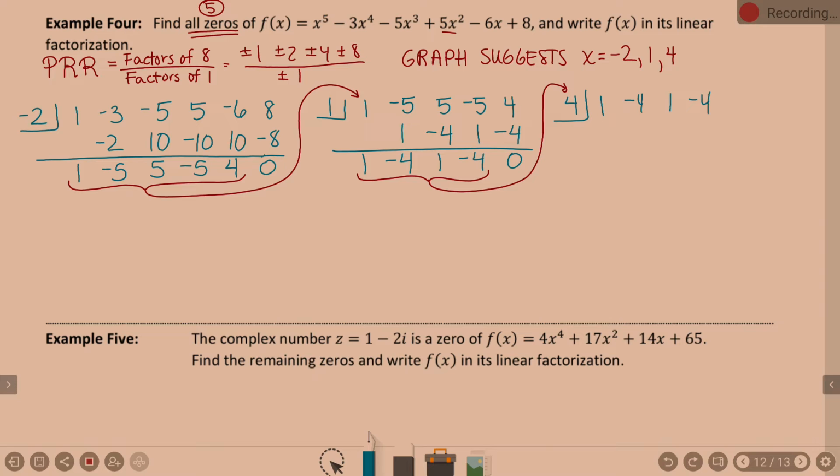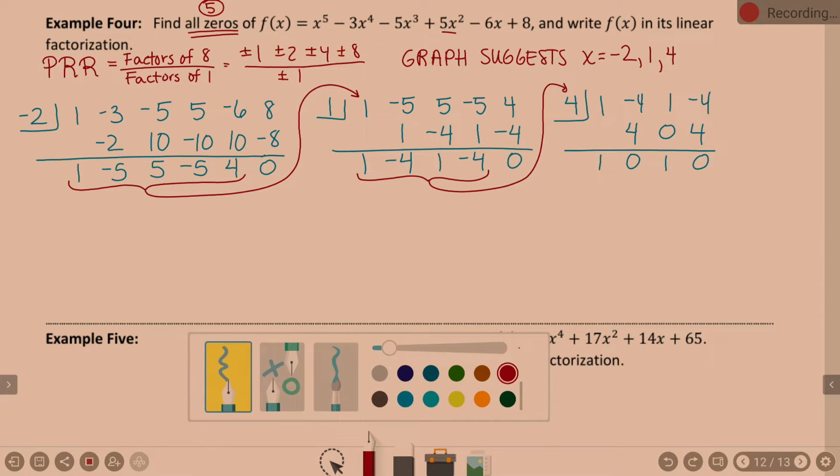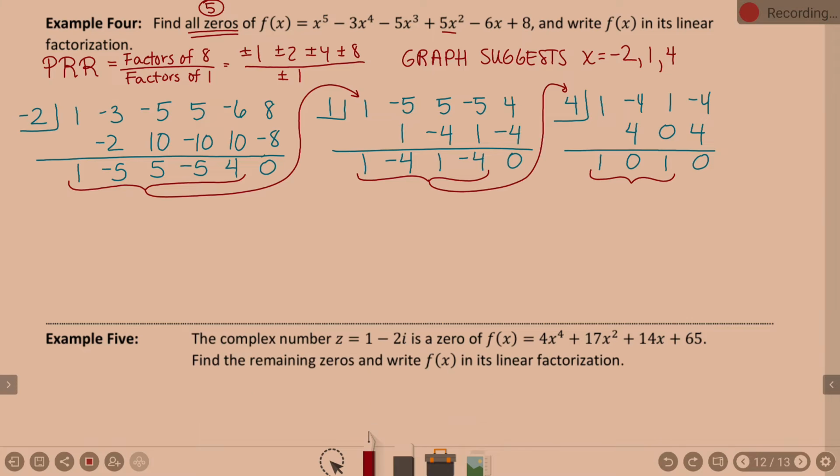Each time my row of numbers is getting a little shorter that I'm dividing into, right? Okay, drop the 1, multiply. -4 and 4 is 0. 4 times 0 is 0. 1 plus 0 is 1. Multiply, and 0. Okay. As expected, all 3 zeros worked. The graph was pretty evident on that.